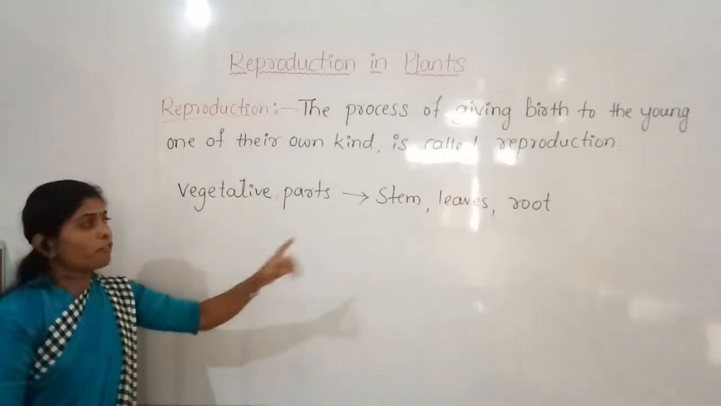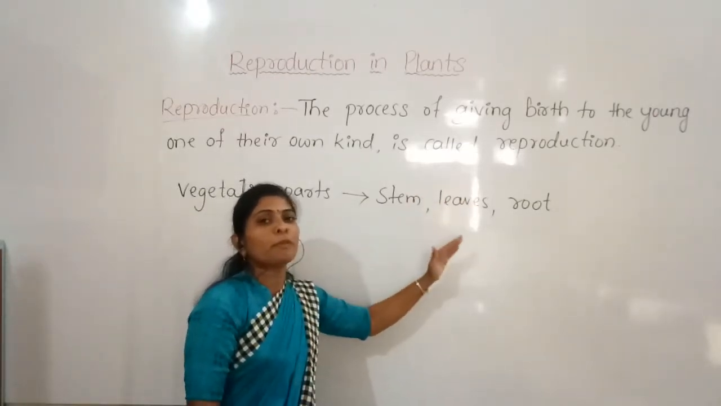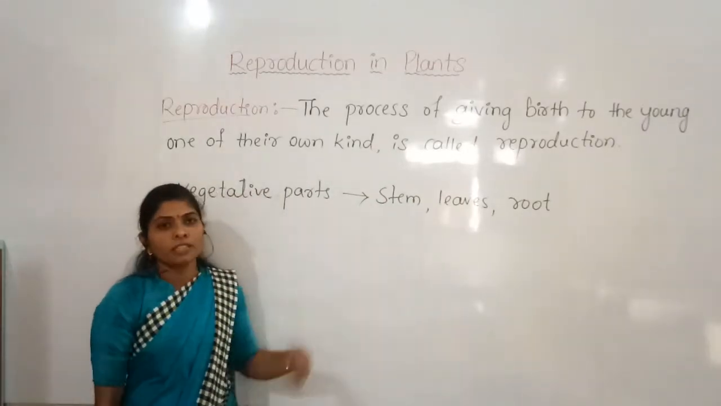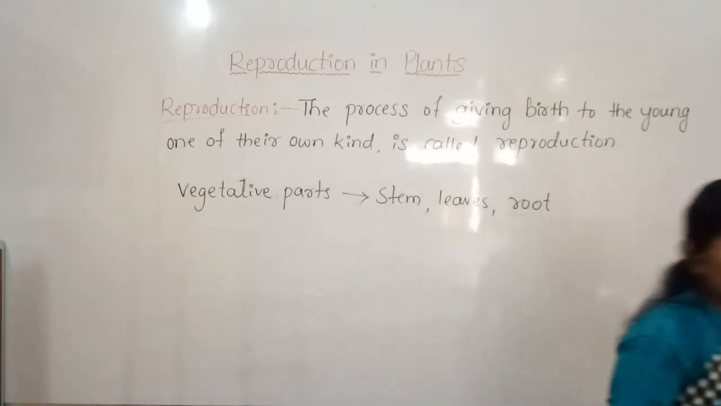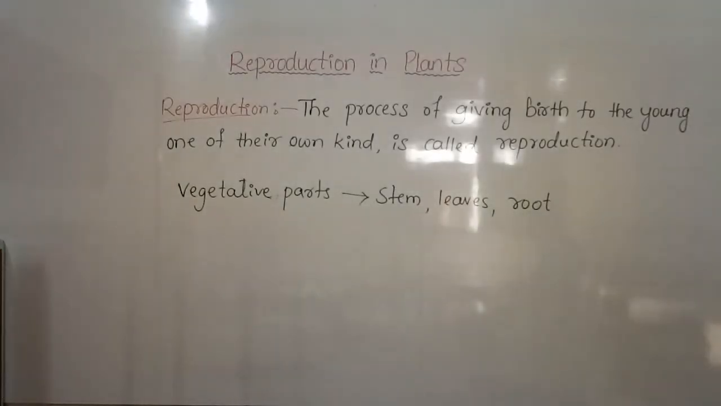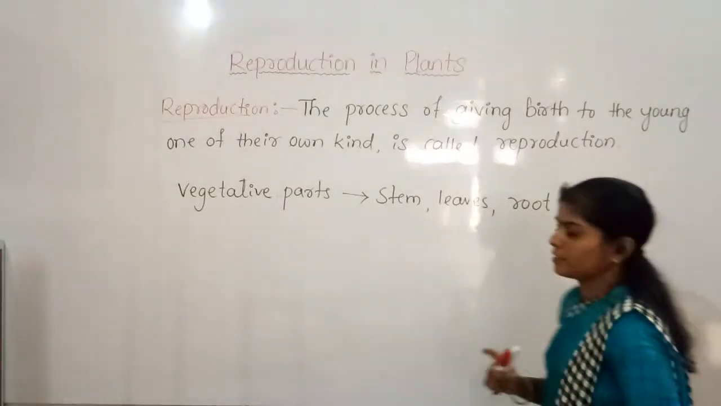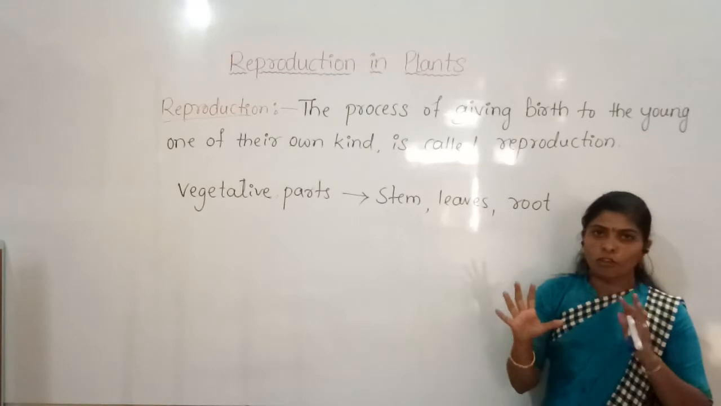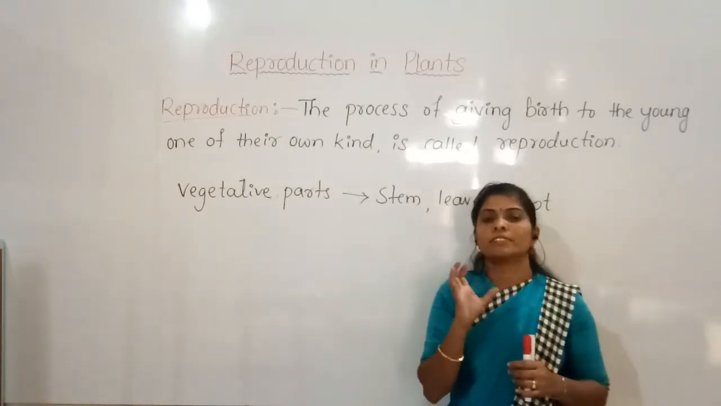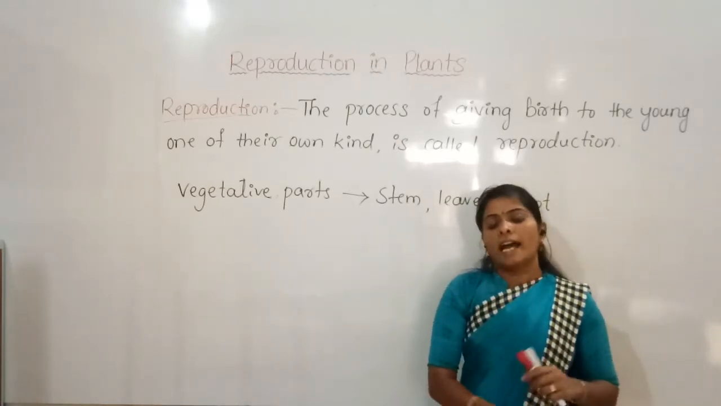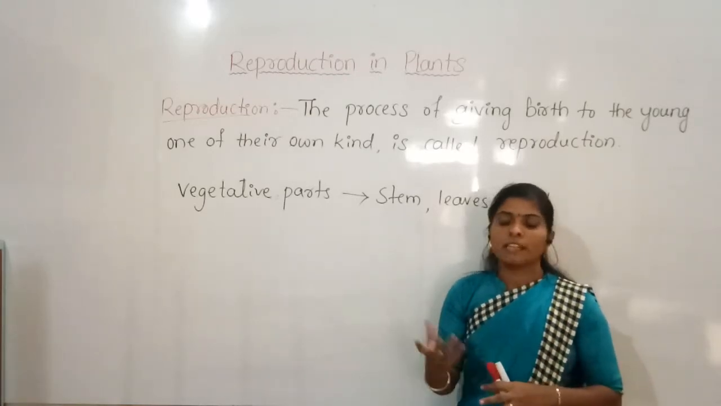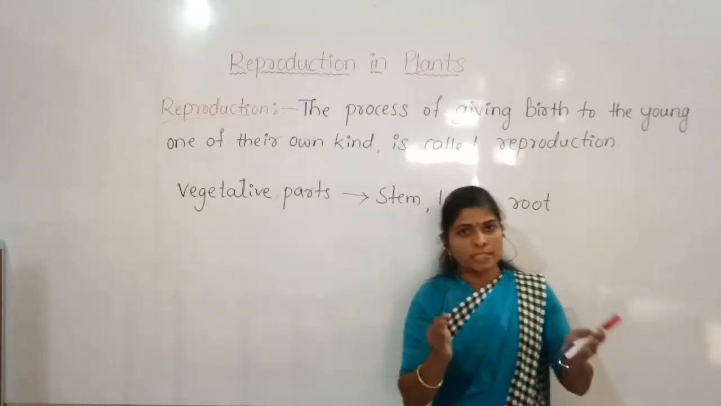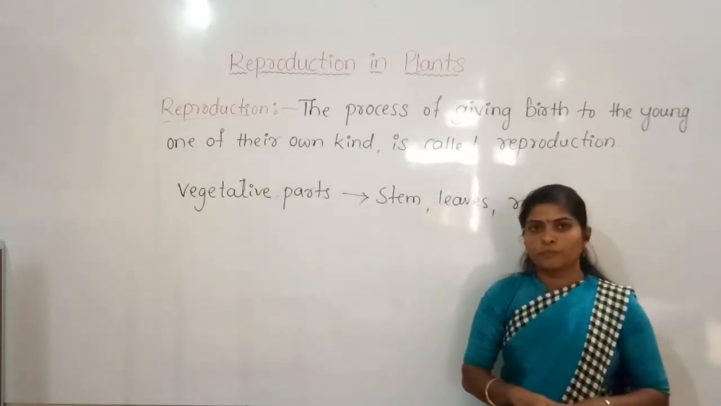So these parts from where new plants grow are called vegetative parts of the plants. Okay, and now see, we all know that the flowers are called the reproductive parts of the plant, right? The flowers are the reproductive parts of the plant, and pollination takes place there, and the zygote formation, and then the seed formation takes place, and from the seeds the new plants will grow. This is the flower.